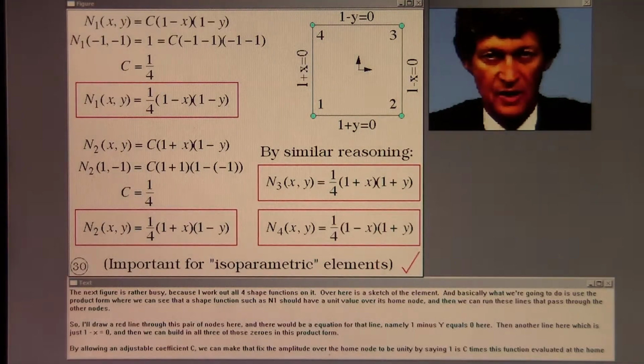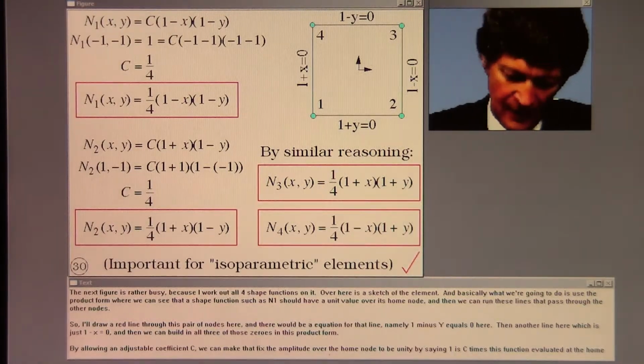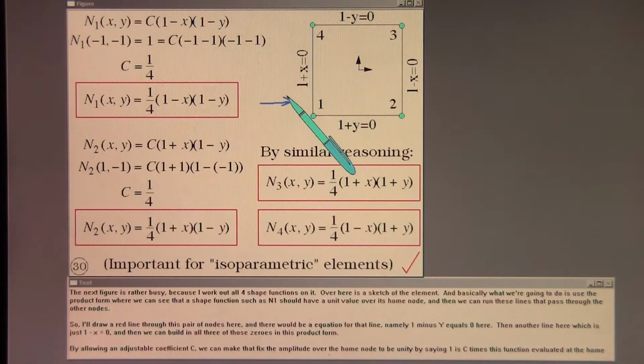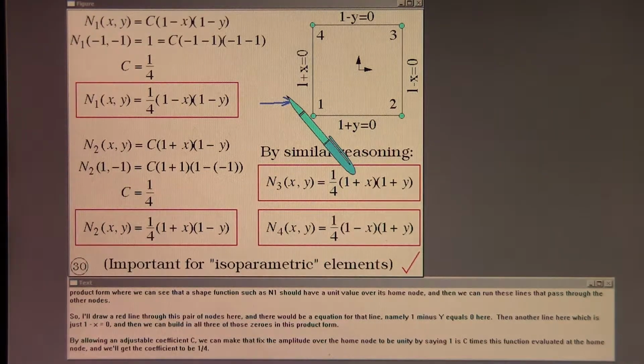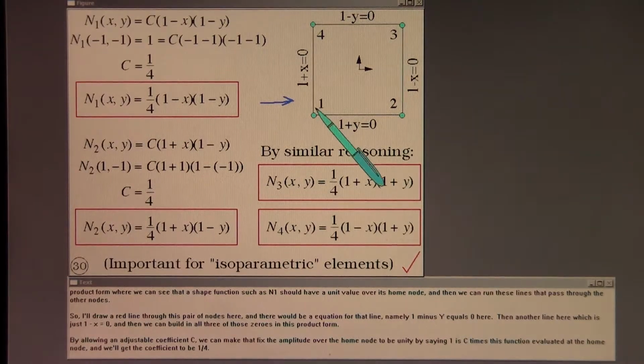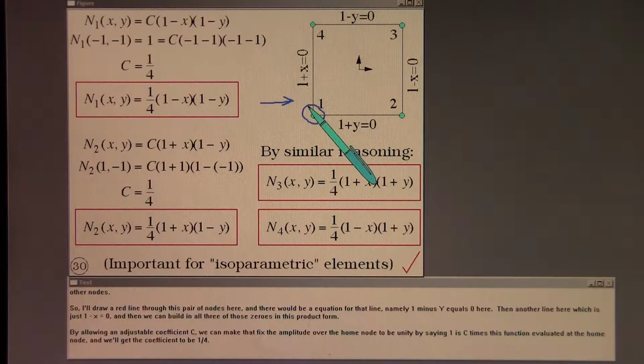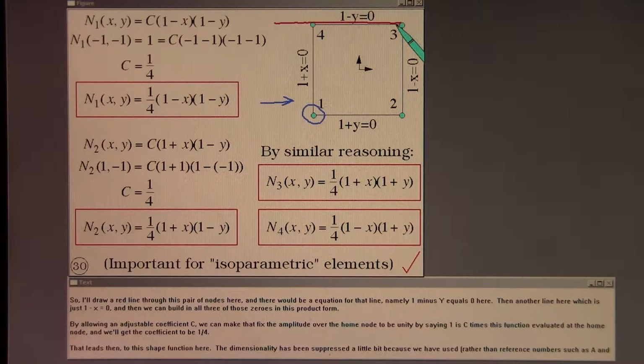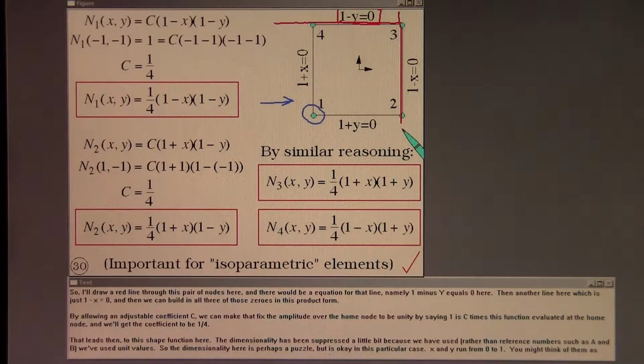The next figure is rather busy because I work out all 4 shape functions on it. Over here is a sketch of the element. And basically what we're going to do is use the product form where we can see that a shape function such as n1 should have a unit value over its home node, and then we can run these lines that pass through the other nodes. So I'll draw a red line through this pair of nodes here, and there would be an equation for that line, namely 1 minus y equals 0 here. Then another line here, which is just 1 minus x equals 0. And then we can build in all 3 of those zeros in this product form.